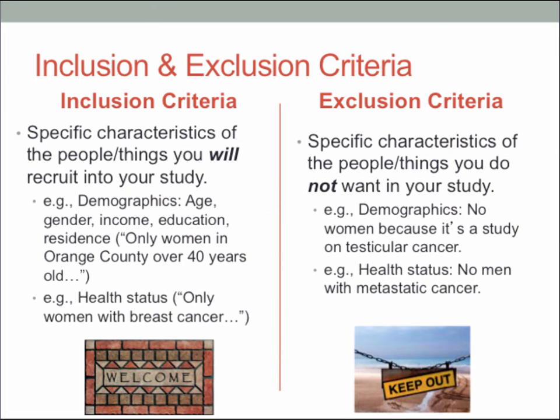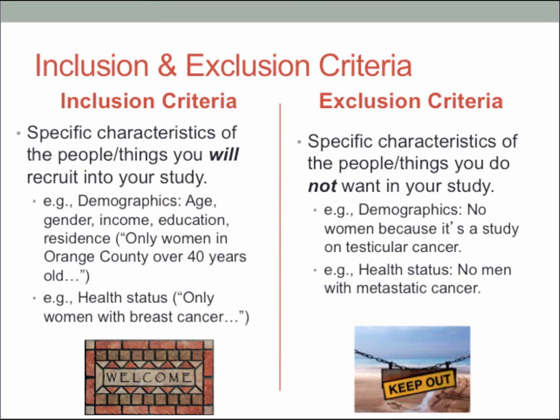Whereas the exclusion criteria, right, these are the specific characteristics of your observation units you do not want in your study. For example, like demographics as well, or even health status, right? So because you're looking at a testicular cancer study, of course you wouldn't want any women to be enrolled in your study. Hence, an exclusion criteria would be females. Or if you're looking at metastatic breast cancer, although men can get breast cancer, we might want to just look at just women with metastatic breast cancer, so you're going to then exclude men with metastatic breast cancer because you're only looking at women with metastatic breast cancer.